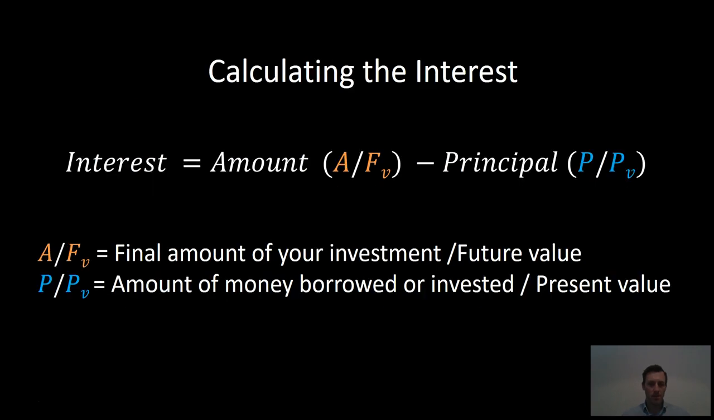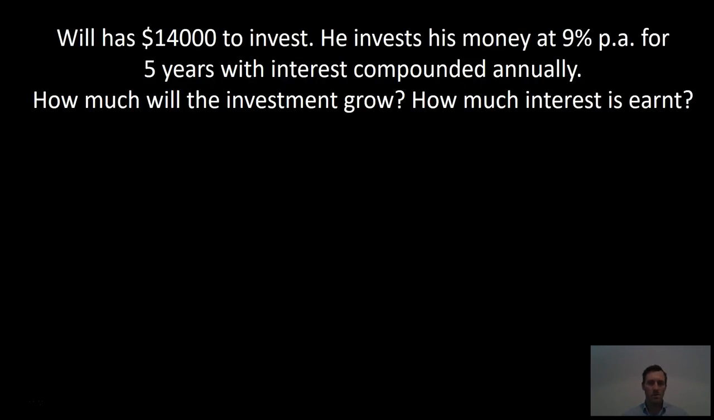The main difference between the simple interest formula and the compound interest formula is that the simple interest formula calculates the interest, whereas the compound interest formula calculates the future value or final value, including the interest. That means there is an extra step to find out the amount of interest paid or earned. To do this, we take away the principal from the final or future value. Let's look at an example.